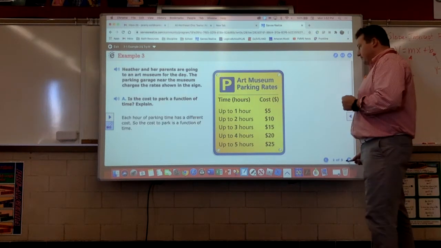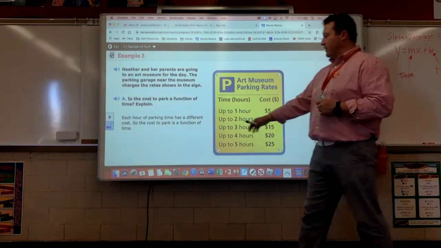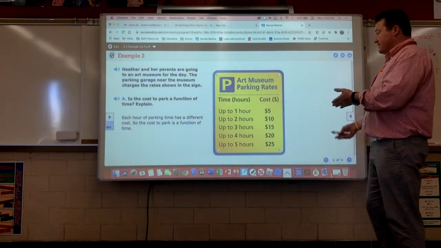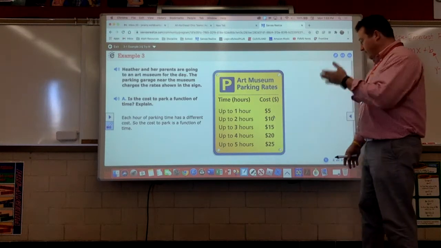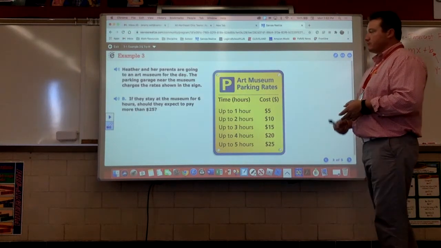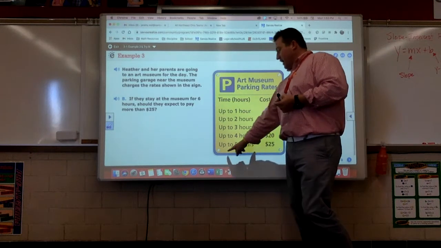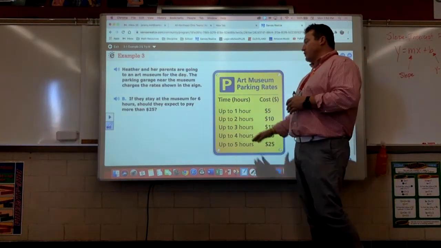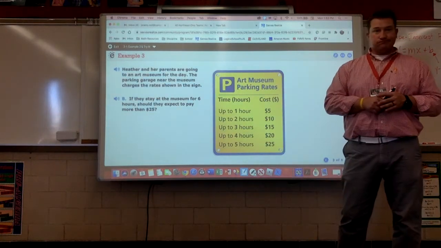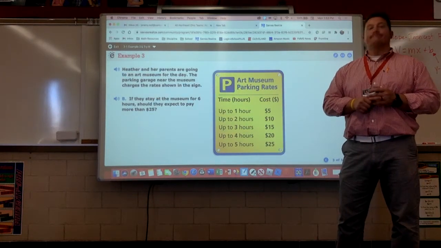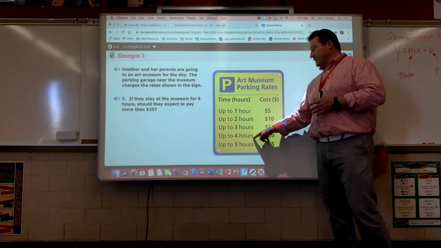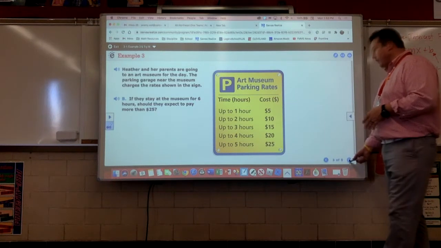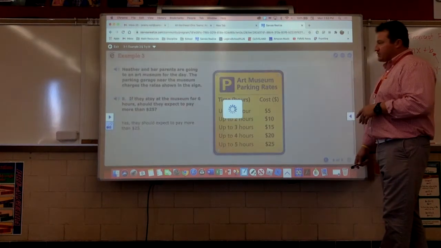Well, do we have to use the tumble machine here? No tumble machine here. So yeah, each hour that we're there has its own unique cost. So clearly this one is a function. If we were going to stay for more than 6 hours, so if the sign continued on down here and said up to 6 hours, would we pay more than $25? Yeah. Absolutely. Again, as time increases, what's happening to these numbers? Well, they're increasing too. So yes, we would pay more than that.